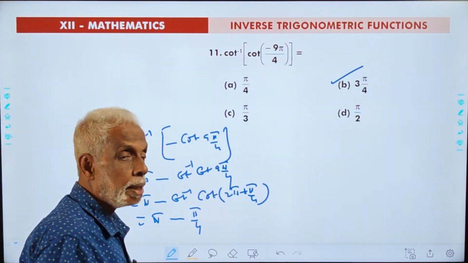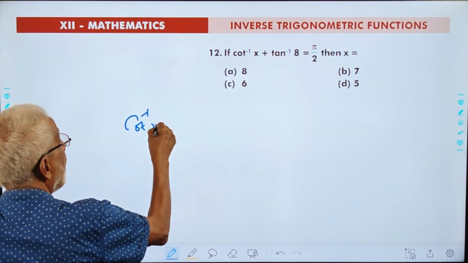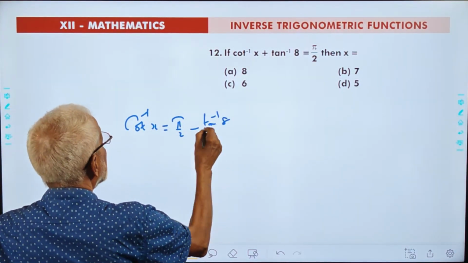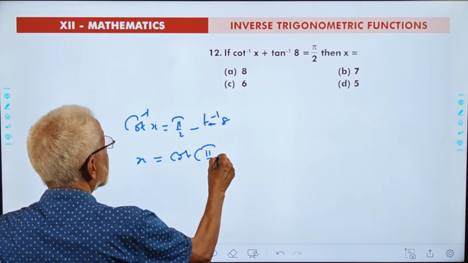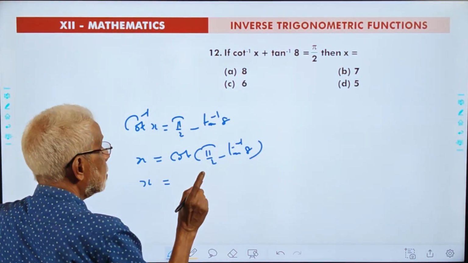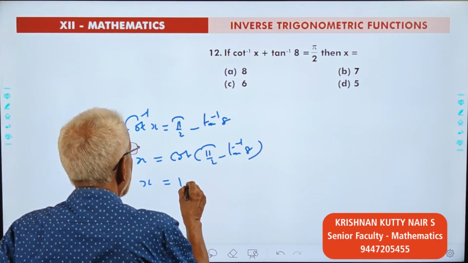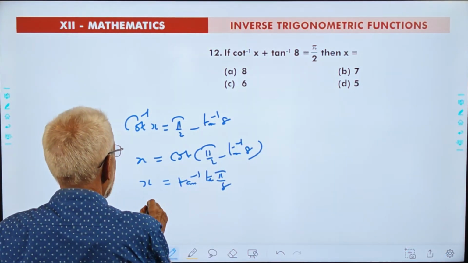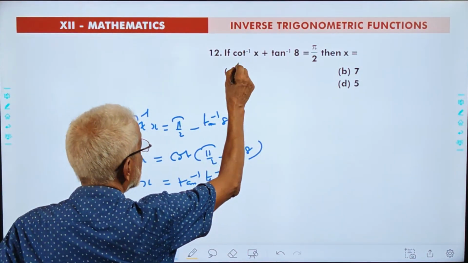The correct choice is B. Cot inverse x is equal to pi by 2 minus tan inverse 8. Therefore, x is equal to cot of pi by 2 minus tan inverse 8. You know, cot of pi by 2 minus theta is equal to tan theta. Therefore, this is equal to tan inverse tan pi by 8. Tan inverse tan theta is equal to theta. Therefore, the correct answer is 8.